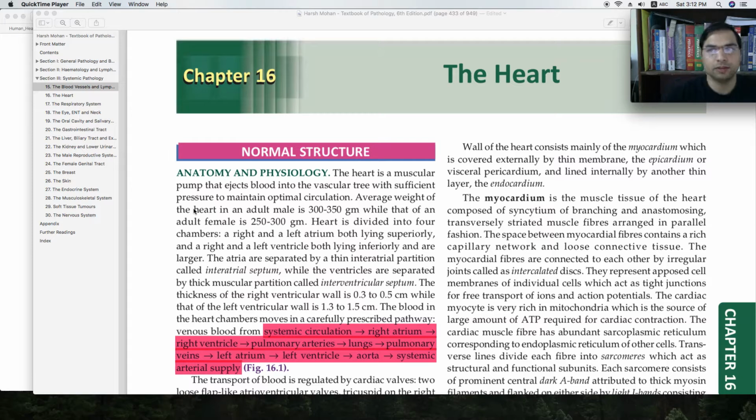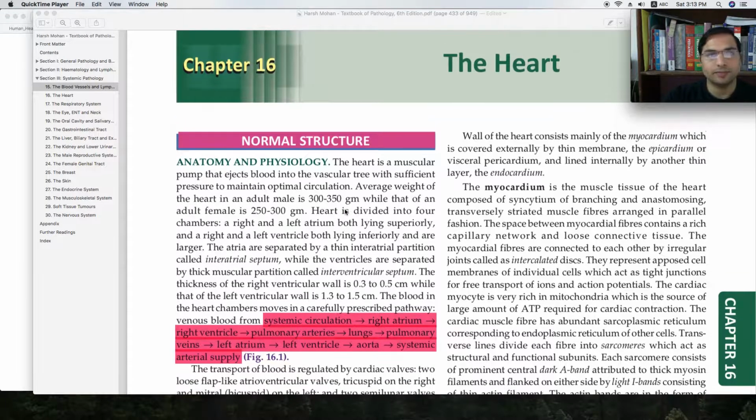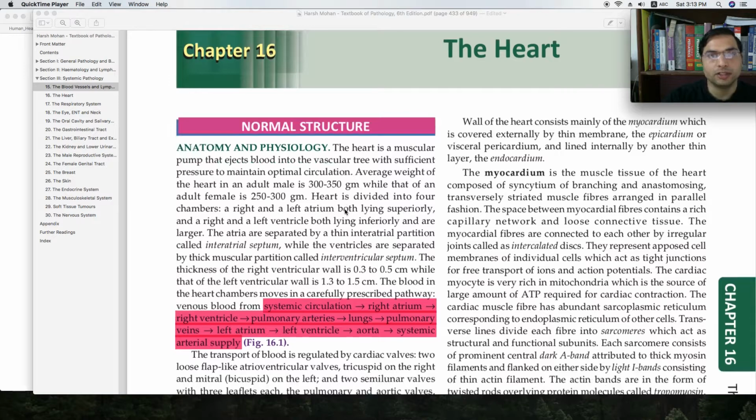Study the cardiovascular system. Before we go into the cardiac pathologies, let us learn the physiology of the heart and blood vessels also. It is very important for us to revise the physiology, so this lecture will be completely based on the physiology. Heart, Robbins textbook of pathology, 6th edition, chapter 16, heart.